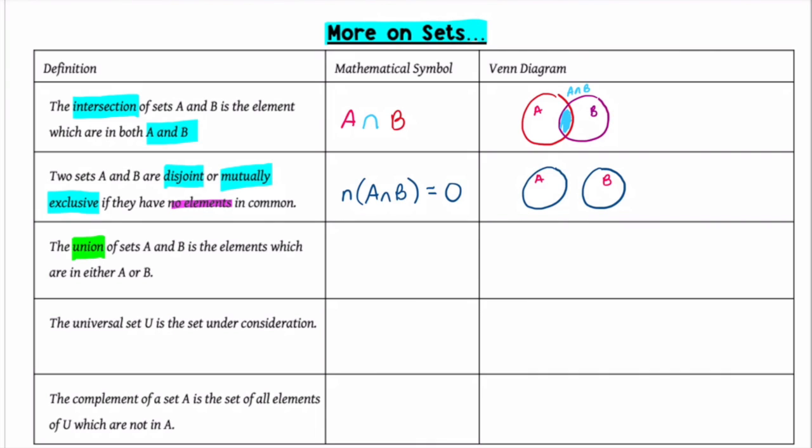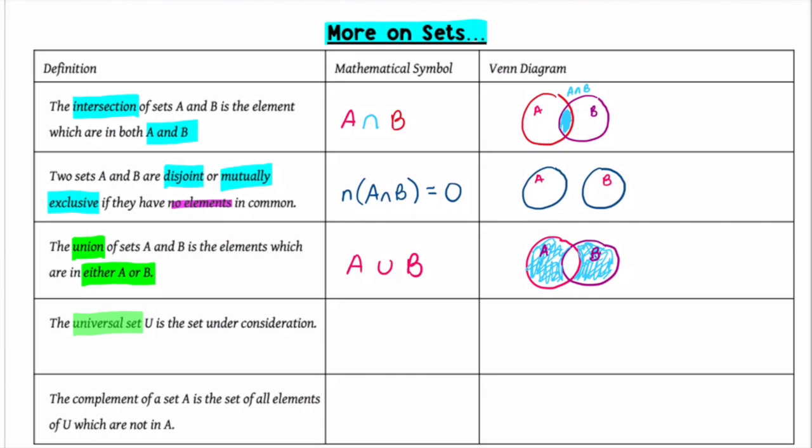The union. The union of sets A and B is the elements which are either in A or B. So our union symbol, A union B, we have our sets, set A, set B. The union is going to be all of this outside piece minus the inner piece. So it could be elements in set A or elements from set B.